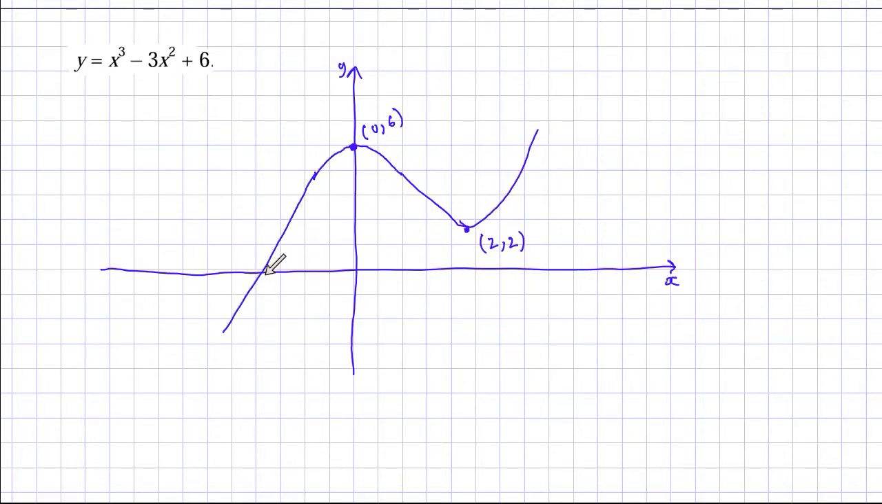Now this one is quite difficult to solve, because when we set y is equal to 0 here, this is very difficult to factorize, and there aren't any integer values that you can use here that will give you 0 when you try the factor theorem as well. So this one we don't need to give, but we need to say that this is the point (0, 6). I can see the y-intercept is 6, and we need to say that this point here is (2, 2). So we had a maximum point here and a minimum point there.